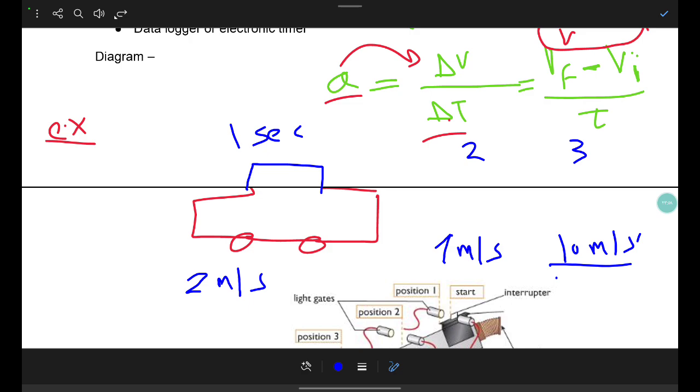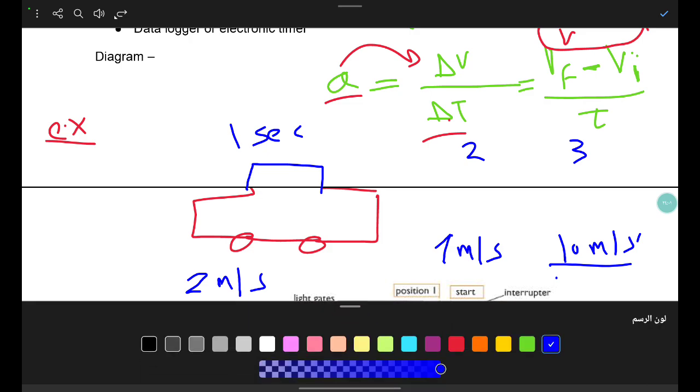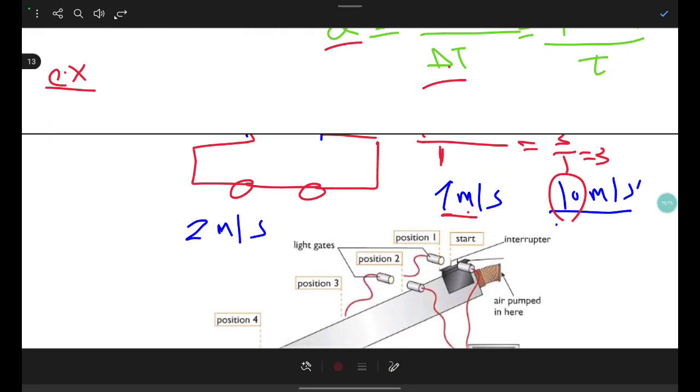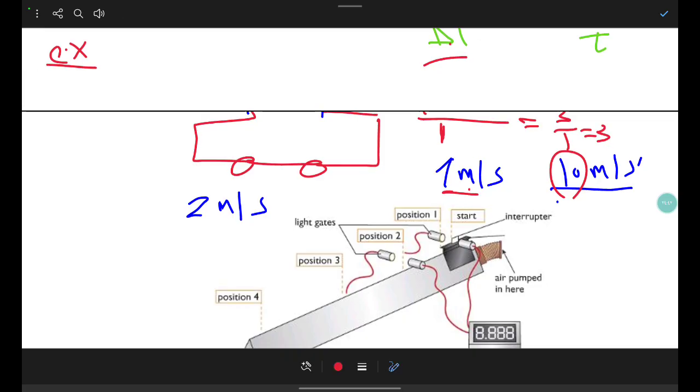So I will substitute in the formula. Final velocity, which is 10, minus 7, the initial velocity, over time taken, from the third second to the second, which equals 1 second. 10 minus 7 equals 3, over 1 equals 3, and the unit we use to measure acceleration is meters per second squared. So in this case, acceleration equals 3 meters per second squared.